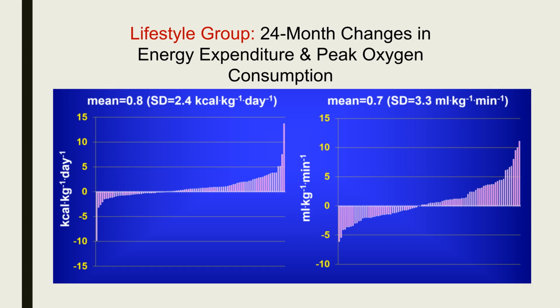Most participants showed changes in energy expenditure between about -4 and 7.5 kilocalories per kilogram per day. However, there were a few outliers. One participant decreased by about 10, and another increased by about 14. For peak oxygen consumption, the range was also narrower than in the structured group, roughly from -5.5 to 11 milliliters per kilogram per minute. So what explains this variation?